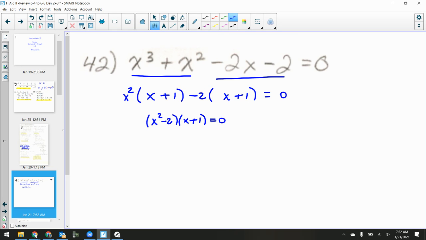Notice that x squared minus 2 does not factor down. That is not a difference of squares. Spoiler alert, 2 is not a perfect square.